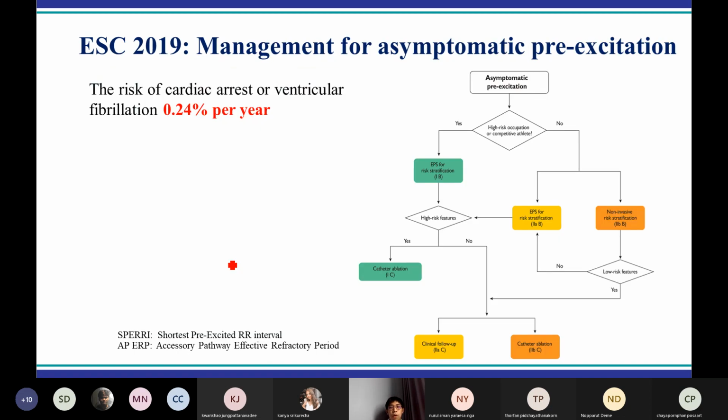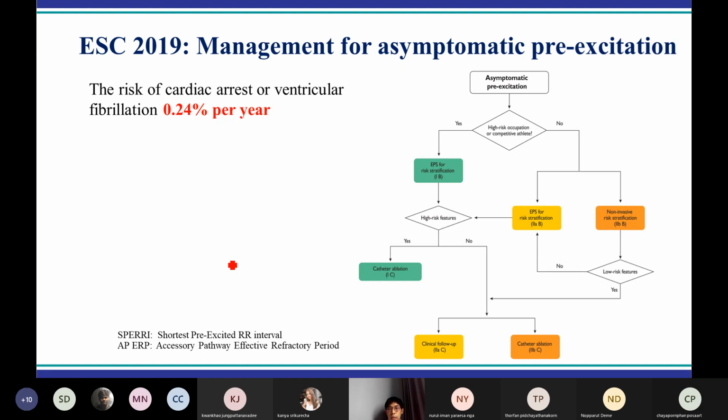Okay, so how do we manage? There are some patients with pre-excitation during the normal sinus rhythm that could initiate the tachycardia. This group of patients surely have to be treated. But there are some people who have manifest pre-excitation on the ECG, but they never experienced any tachycardia before. Do we have to manage it? I'm going to talk about it now.